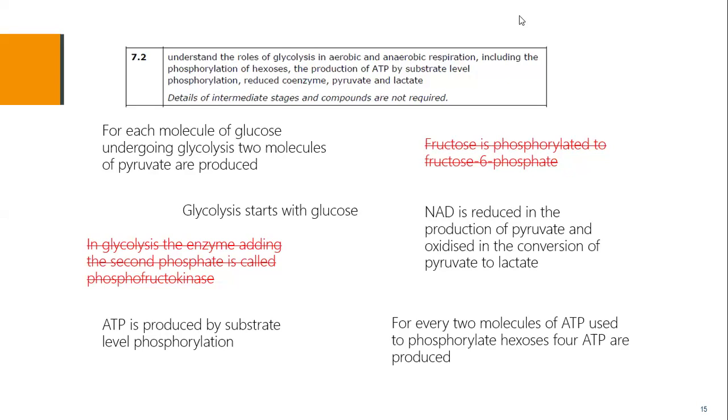Right, we've got lots of good ideas as to what you would teach. If we look at these particular statements, you would expect to teach that glycolysis starts with glucose. You would expect to teach for each molecule of glucose undergoing glycolysis, 2 molecules of pyruvate are produced.